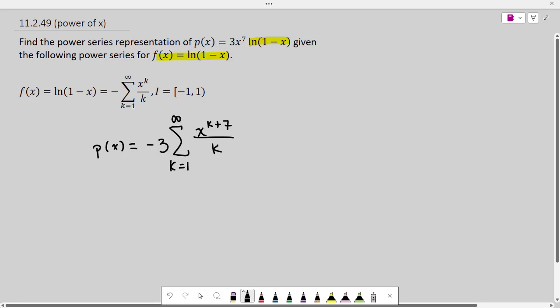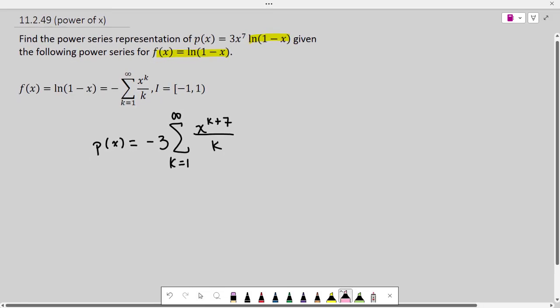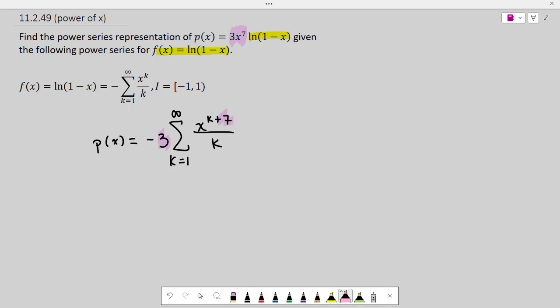So we've got that. We're multiplying by 3x to the 7. So that's what's happening there. When we multiply by x to the 7, we're adding 7 to the exponent on x, and the 3 can just stay out in front.